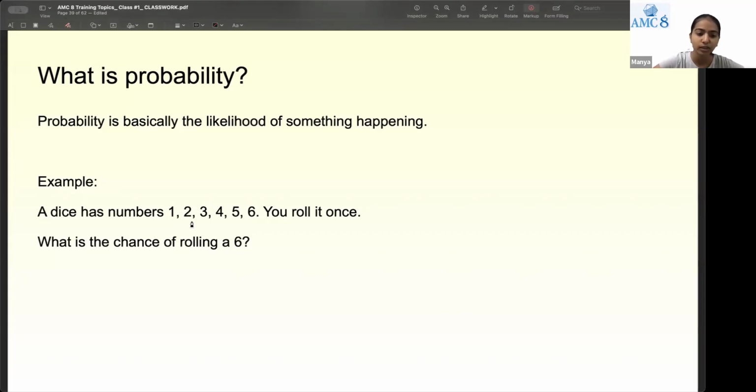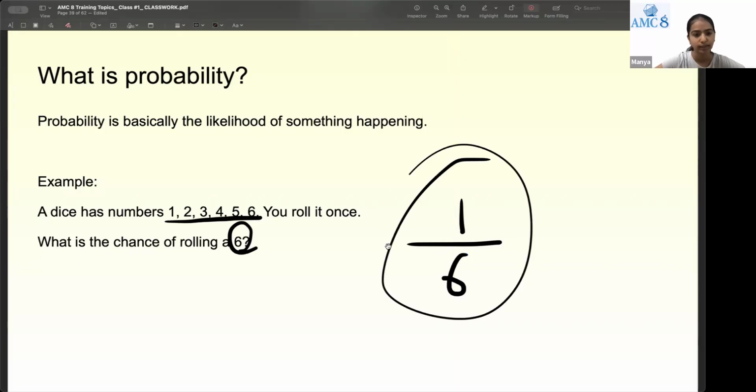So here, there's an equal probability for all of these numbers. And there's 6 numbers here. What's the probability that you'll get one of these numbers, which is preferably a 6? That would just be 1 over 6, since there's one number which you're trying to choose, and there's 6 numbers in total. So the probability would just be 1 over 6.